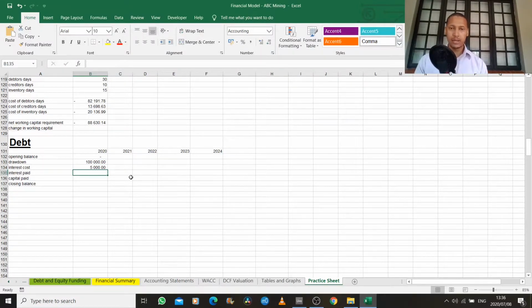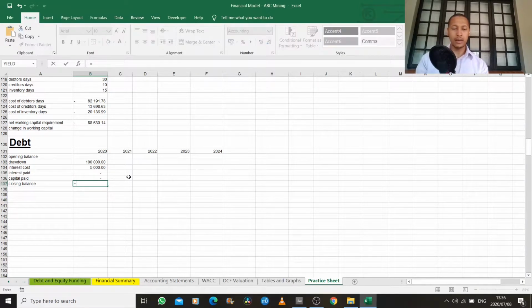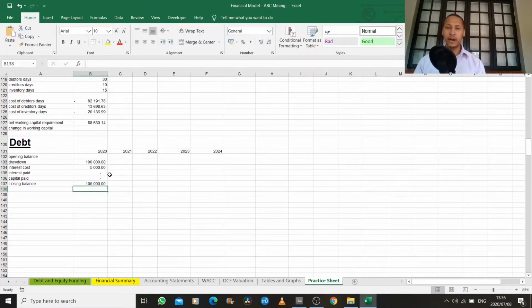Now, let's assume that the business does not generate enough money in the first year to make any interest payments. So the bank allows the business to capitalize that interest into the debt facility. So we pay 0 interest, we pay 0 capital, and at the end of the year, the amount of debt that we owe to the bank is now $105,000.